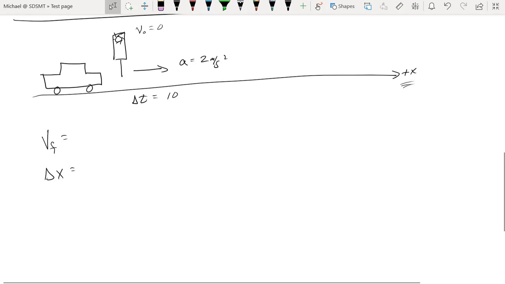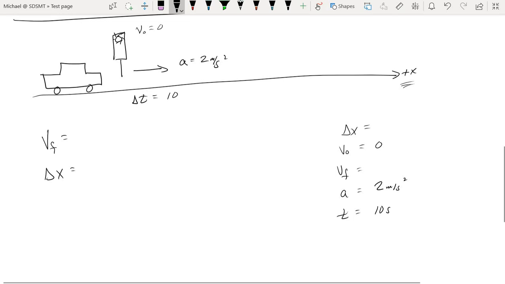What I like to do is, anytime I have any kind of kinematics problem, I just like to list out the 5 variables and see, oops, I had delta x in there twice, and just see what information I have. I already know that the acceleration is 2. I know that I have a time of 10 seconds, and I know that the initial velocity is 0. So there are the 3 givens. I now need to solve for the remaining 2.